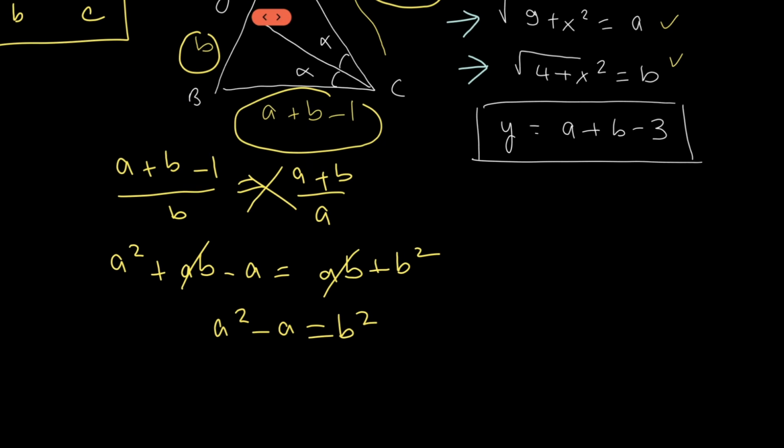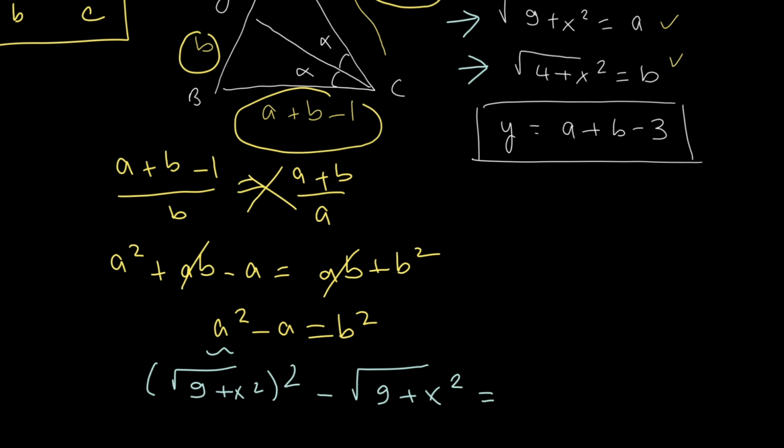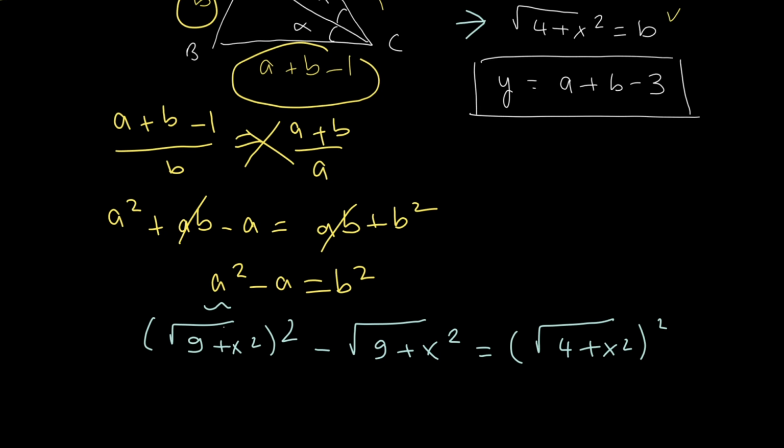So substituting that over here, the square root of 9 plus x square, the complete square, that is A square, minus A, therefore the square root of 9 plus x square as it is, equals B square, that is the square root of 4 plus x square, the complete square. The square root and the square got cancelled out in these two terms, so finally we get 9 plus x square minus the square root of 9 plus x square equals 4 plus x square.